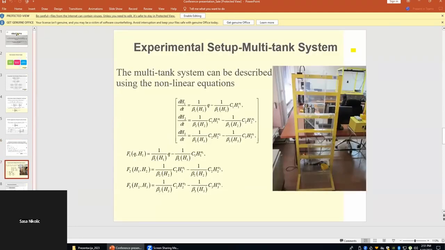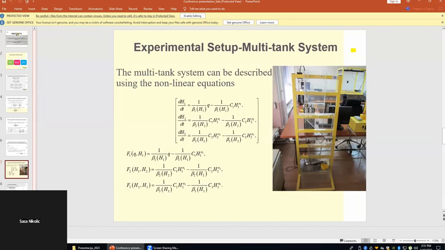In order to apply the new improved almost orthogonal Legendre functions in combination with Hammerstein-Wiener models, we use a hydraulic multi-tank system, shown in this picture from Inteco in Poland. The multi-tank system consists of three separate tanks fitted with valves. You can see it on this picture.